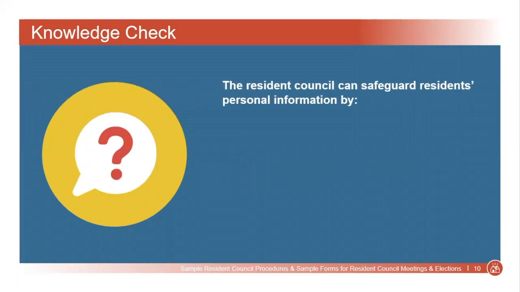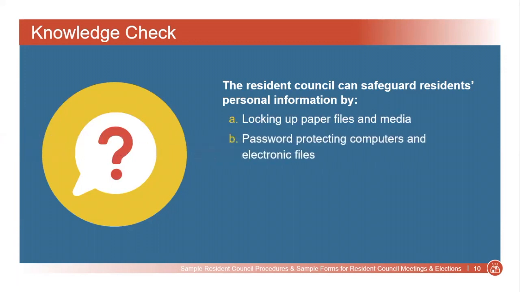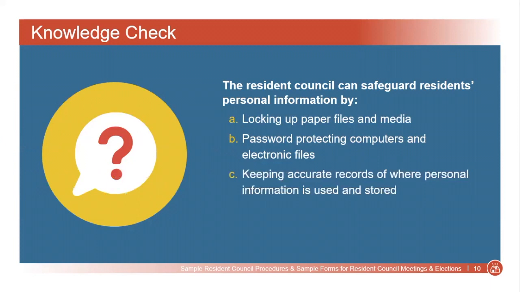The resident council can safeguard residents' personal information by A. Locking up paper files and media. B. Password protecting computers and electronic files. C. Keeping accurate records of where personal information is used and stored. Or D. All of the above. Again, we'll pause for you to consider your answer.